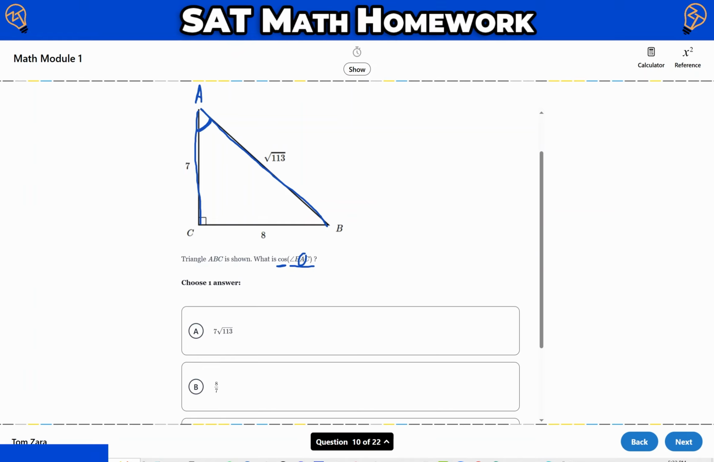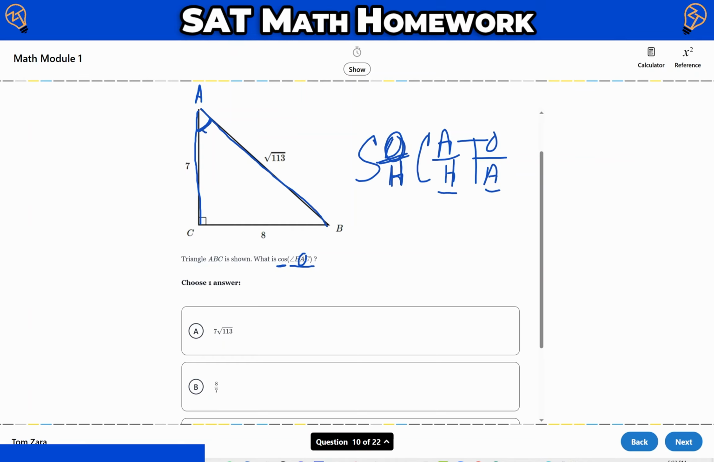From that angle, we want to first identify the opposite, adjacent, and hypotenuse sides, because this whole idea of trigonometry boils down to SOHCAHTOA. Sine is opposite over hypotenuse, cosine is adjacent over hypotenuse, and tangent is opposite over adjacent.